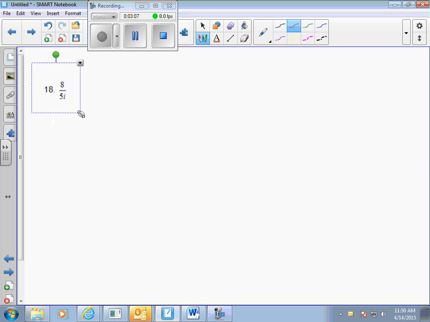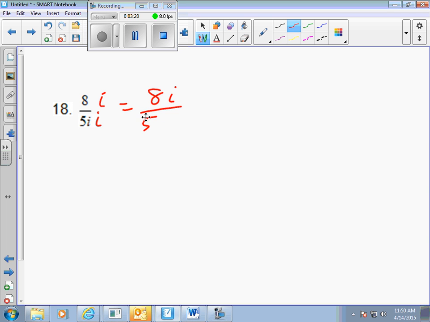Number 18, to simplify this, we're going to multiply top and bottom by i, because 5s are okay in the bottom, i's are not okay. So when I do that, I get 8i over 5i squared. We know that i squared is -1, and we can simplify that to 8i over -5.